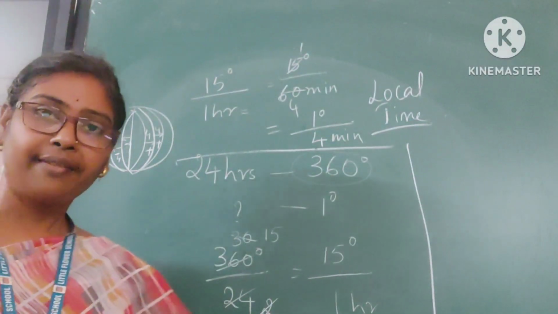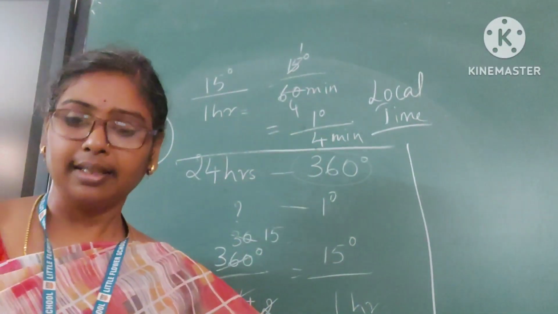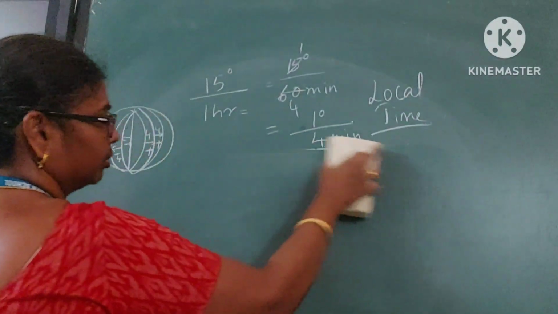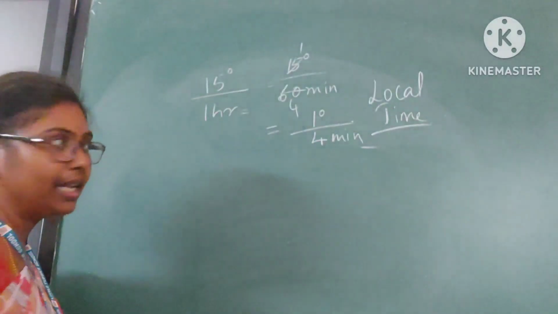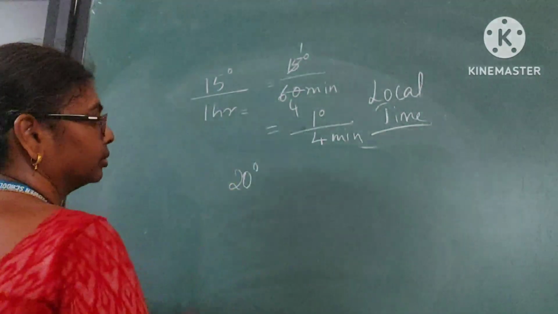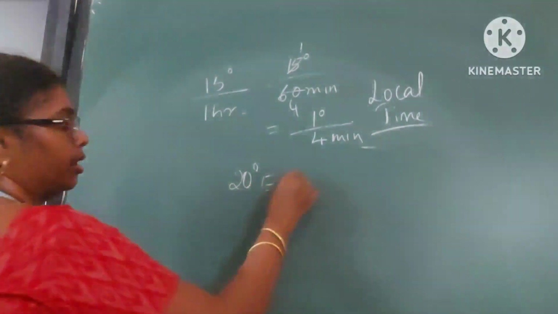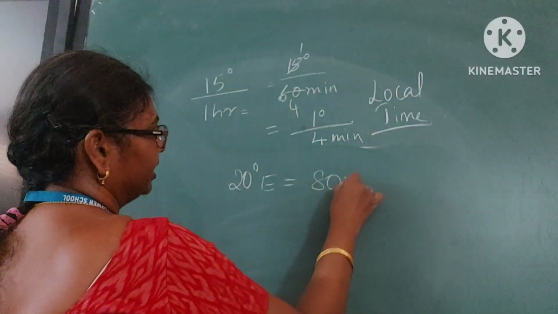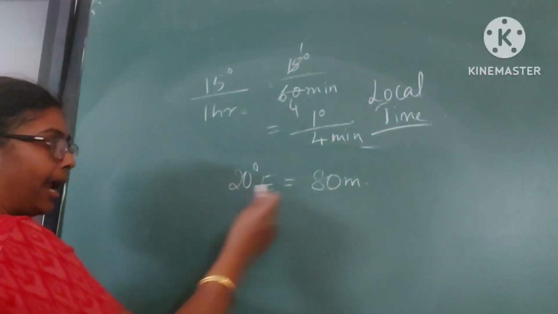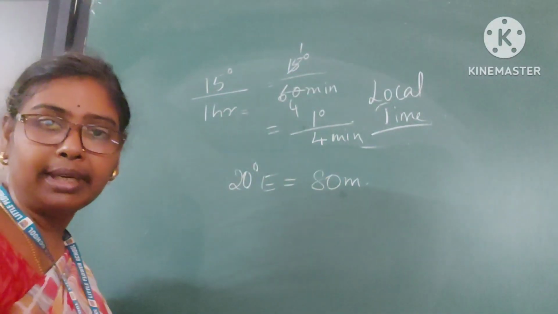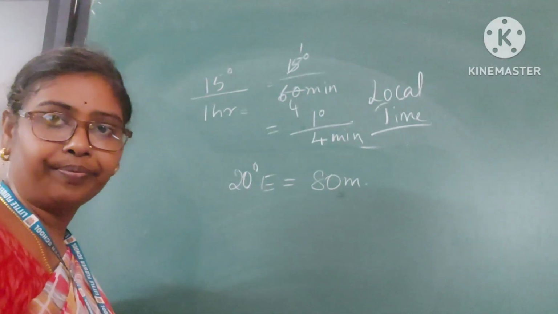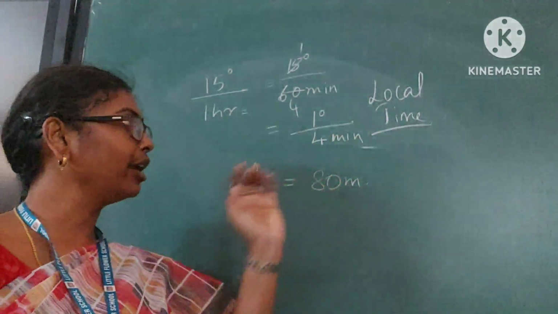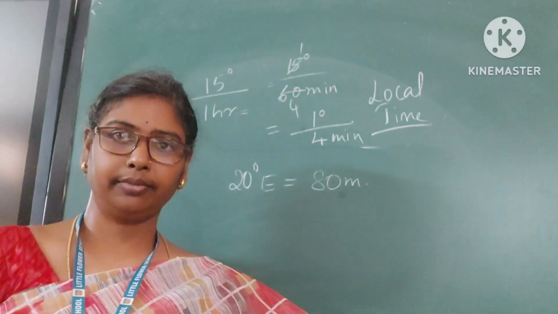With the help of this, we can know the local time of the place. Suppose my place is 20 degrees east. Now my time will be 20 into 4, that is 80 minutes ahead of the Greenwich Mean Time. Like this we can know the local time of a place.